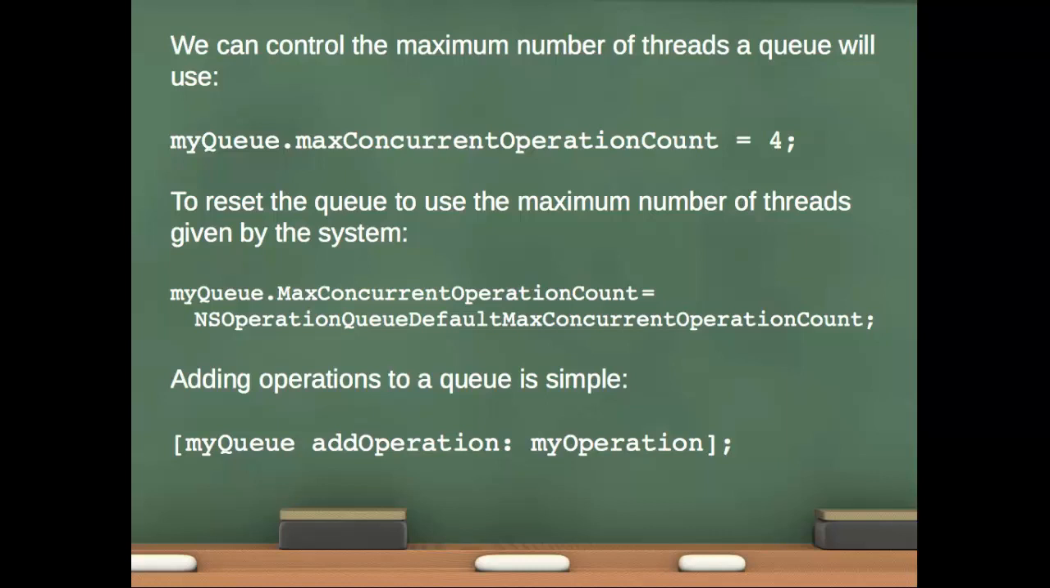So that's neat, but the bottom line is, to add an operation to a queue is a very simple thing to do. myQueue addOperation, whatever the operation is called, myOperation. Now myOperation, if it's a non-trivial operation, has probably been declared as a subclass of NSOperation. We remember that. So we just add one of those to myQueue after we instantiate it.